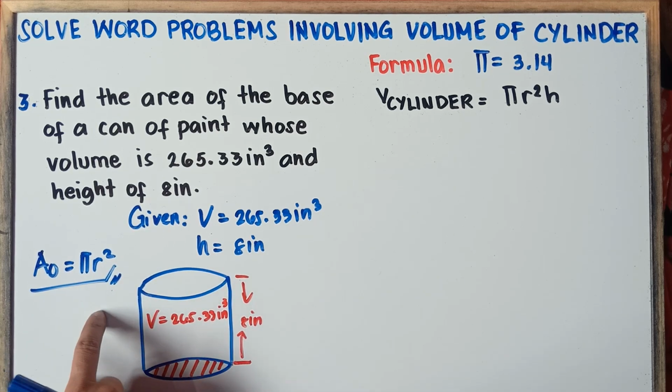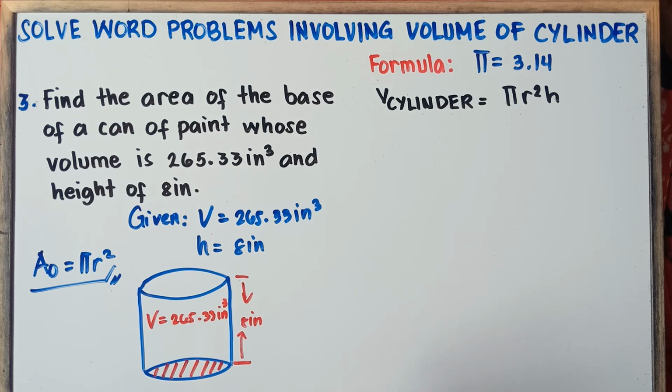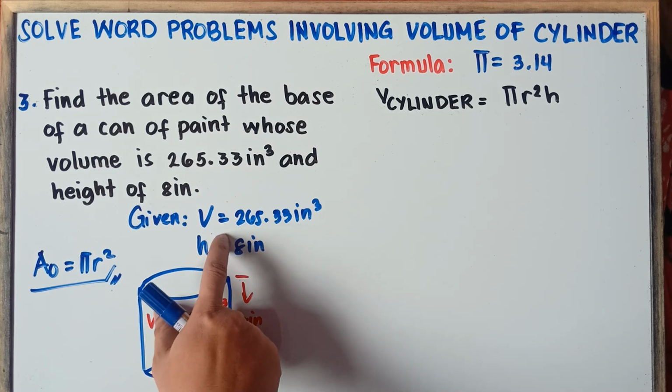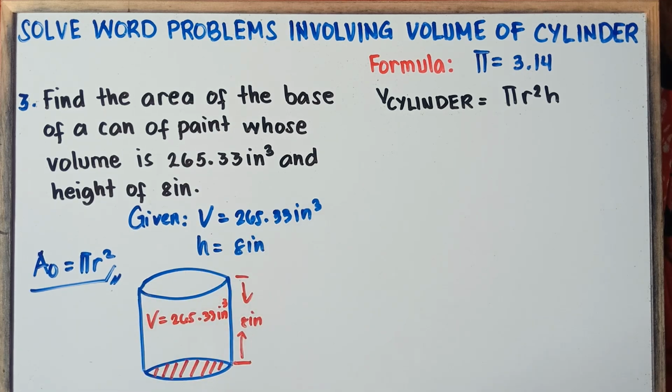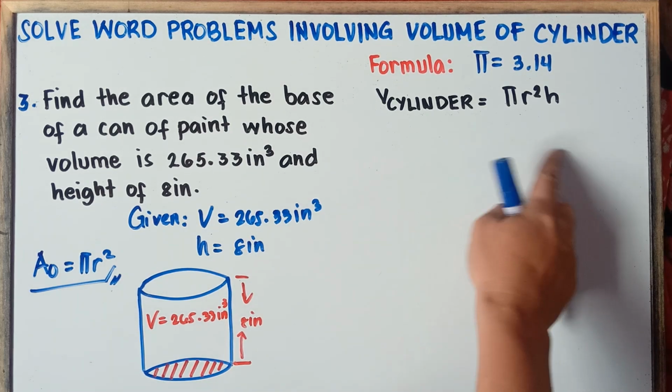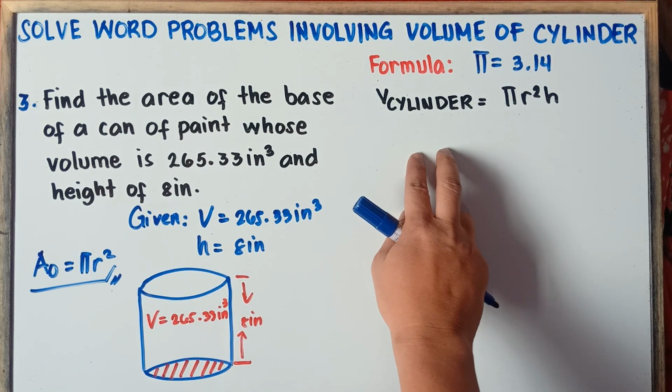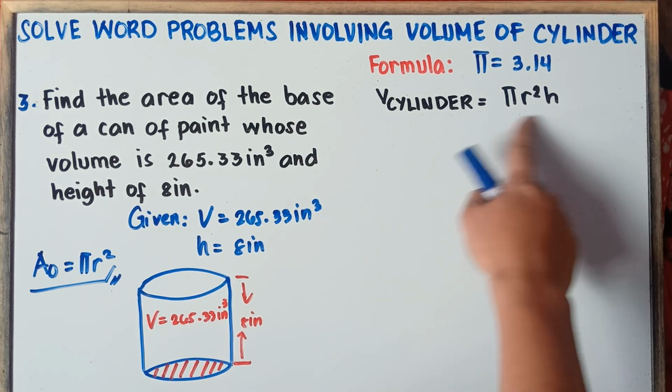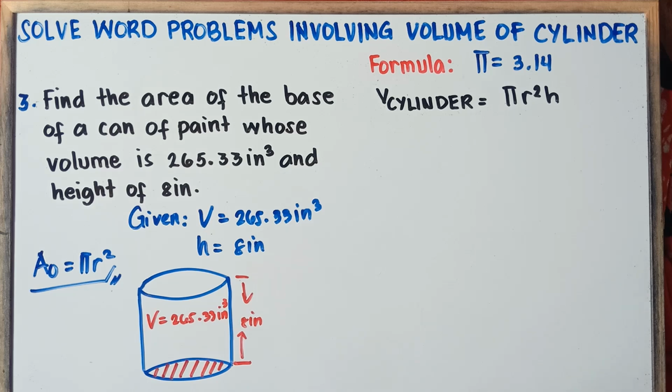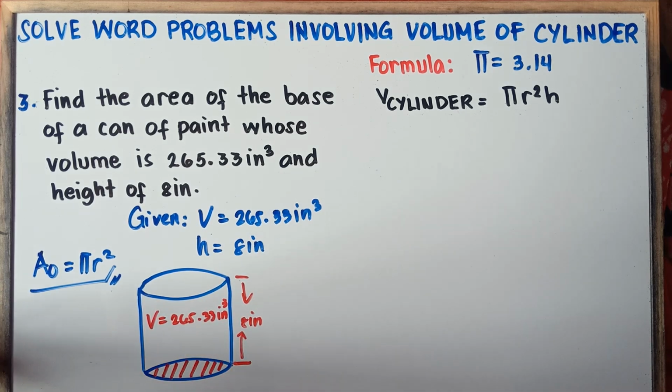So we cannot find the area of the base yet because we don't have the value of the radius. We already have the given height and volume, but we don't have the radius. So therefore, class, we need to find the radius first. We'll be using this formula to find the radius: volume equals pi r squared height. Let's find the radius first, and then later on we find the area of the base.